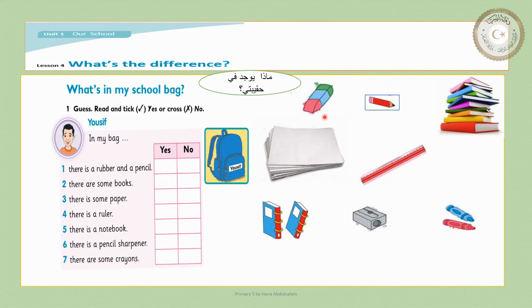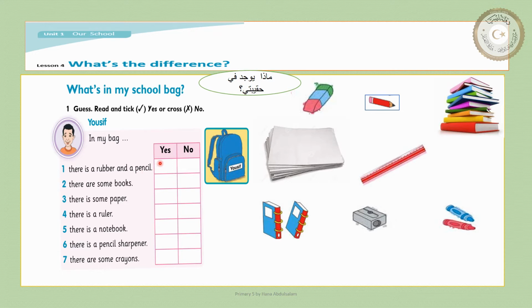So we have here a rubber, pencil, some books, some papers, ruler, notebook, pencil sharpener, and crayon. If you think there is or there are any of them, just write a tick. If you think no, then you write a cross. So the first one, who can read? There is a rubber and a pencil. Right.